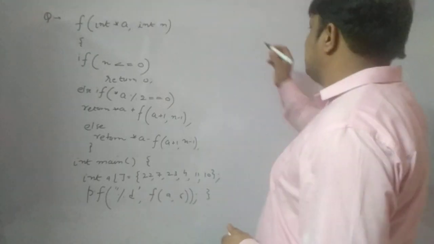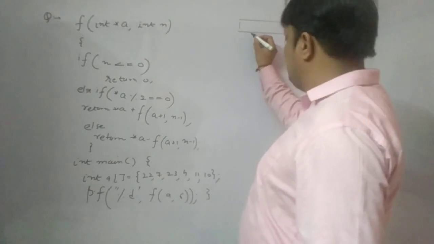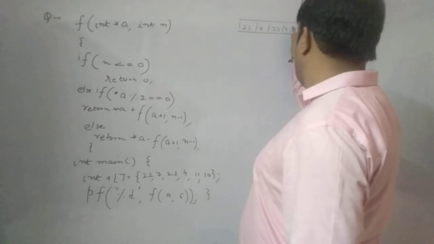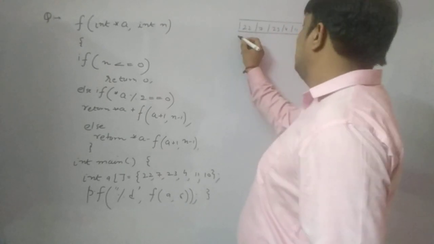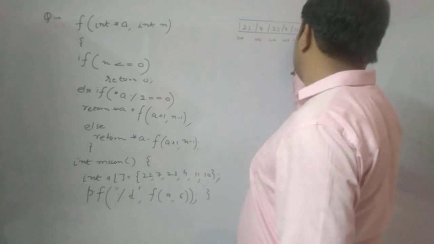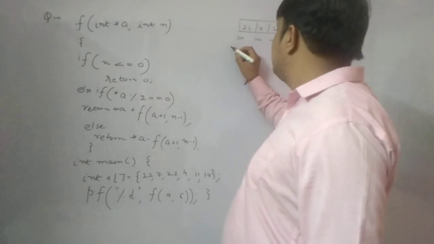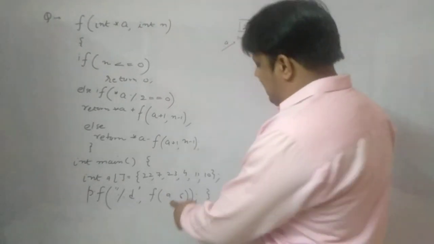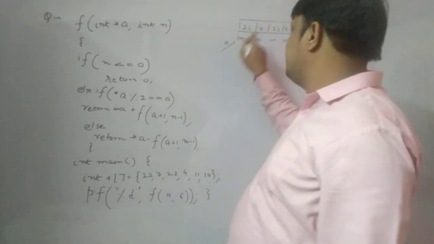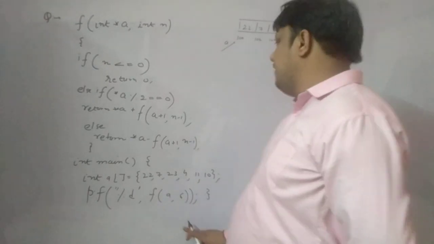So what we are doing, firstly we are making this array: 22, 7, 23, 4, 11, 10. Suppose the base address is 100, 102, 104, 106, 108, 110, assuming size of integer as 2 bytes. So this is your A, and you're passing this 100, and that 100 is stored in this pointer. So your pointer A is pointing at the base address of this array, 100, and value of n is 6.